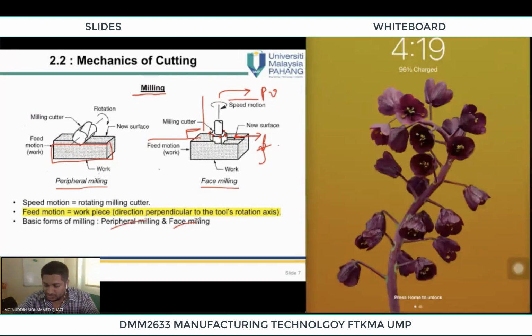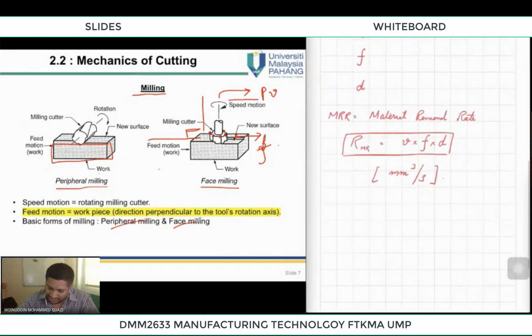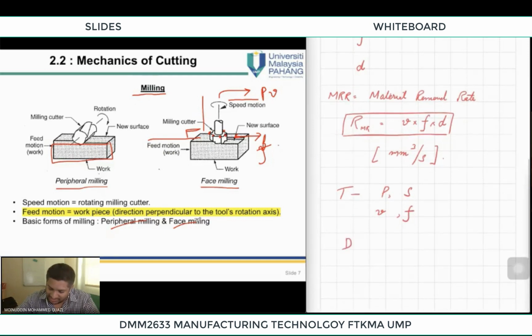So remember, you should know that for turning, what is the primary motion and what is the secondary motion. Primary motion is the cutting speed, and secondary motion is the feed. Similarly, for drilling, the tool is rotating and it is moving downwards also. So moving downwards is the feed, and rotating is the speed. So remember these concepts.